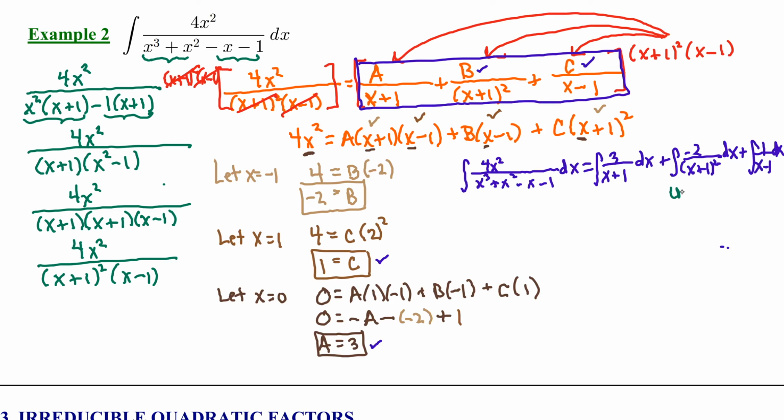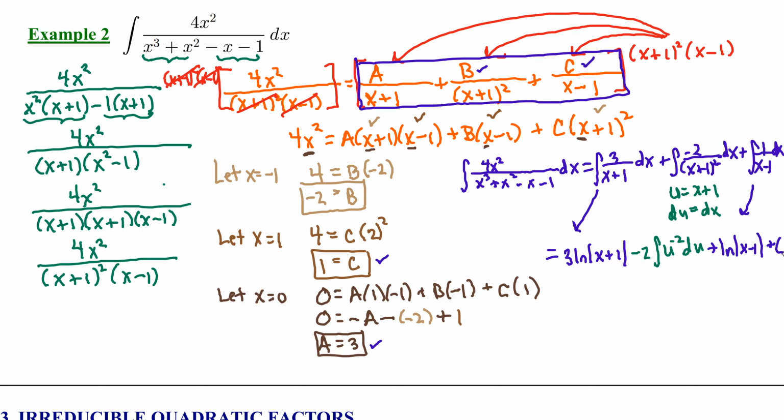So notice on the second integral, we can let u be x plus 1, du then is dx. So I'm going to go ahead and integrate our first term. We're going to end up with 3 times the natural log of the absolute value of x plus 1. And then I'm going to write my second integral in terms of u. I've got a coefficient of negative 2, and we can rewrite this as u to the negative 2 du. As for our third integral, it has a very easy to recognize antiderivative, natural log of the absolute value of x minus 1, and we'll get our plus c in there.